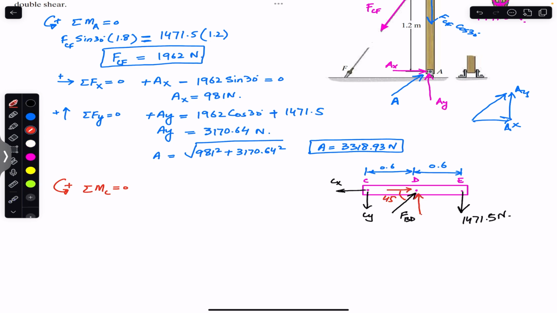So we can say that this is FBD sine of 45. Now we want to find the sum of the moment about point C. This component, the cos component, is passing through C. Its moment arm from point C is 0. It's not going to produce the moment about point C. So this means that this component is producing the counterclockwise moment about point C.